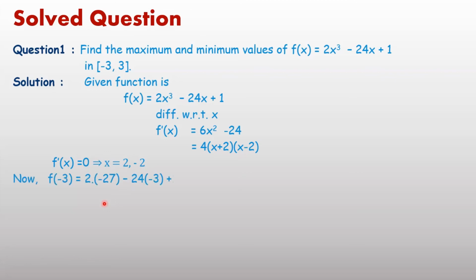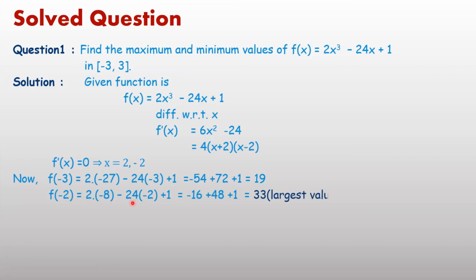Now, find the value of the function at all points. At all points means the values of x you are getting, 2 and −2, and also the extreme points of the interval, which are −3 and +3. First, at x = −3, write down the value of the function. Then at x = −2, again find the value of the function. Means in function f(x), in place of x write first −3.